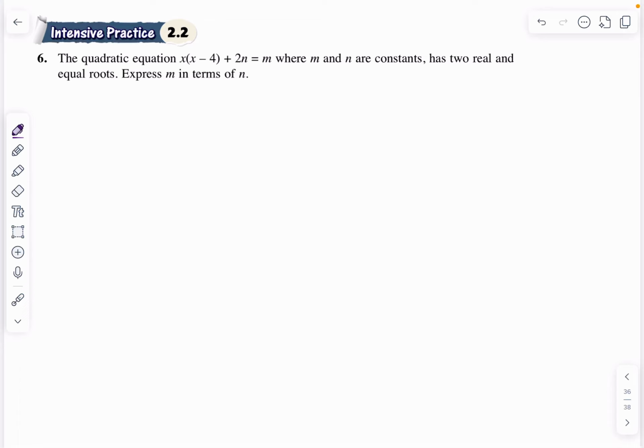Question 6. The quadratic equation, where m and n are constants, has two real and equal roots. So if we have two real and equal roots, b squared minus 4ac will equal 0. Okay, then they ask us to express m in terms of n. Alright, so first let's copy down the equation.